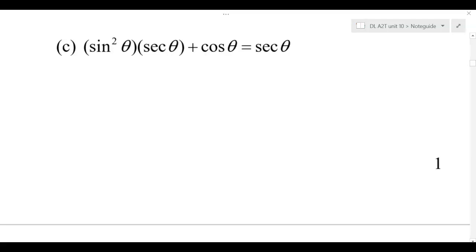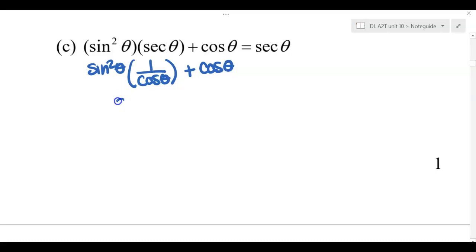I'm again going to choose the left side because I think it'll be easier to simplify. And the first thing I'm going to do is rewrite secant as 1 over cosine. So I'm going to have sine squared theta times 1 over cosine theta plus cosine theta. So nothing cancels out, so that didn't work that great.